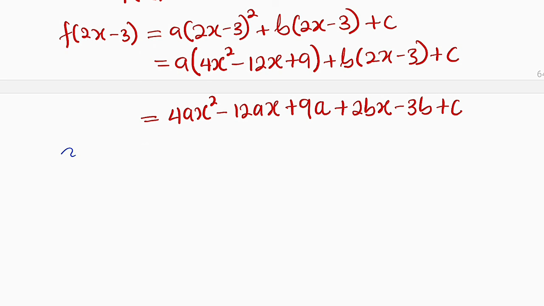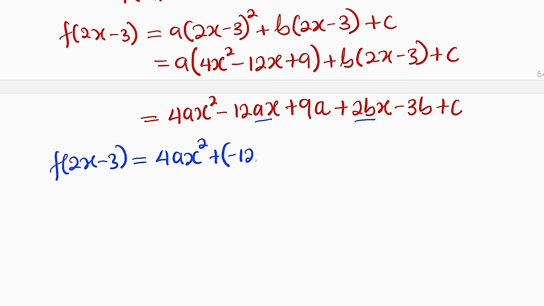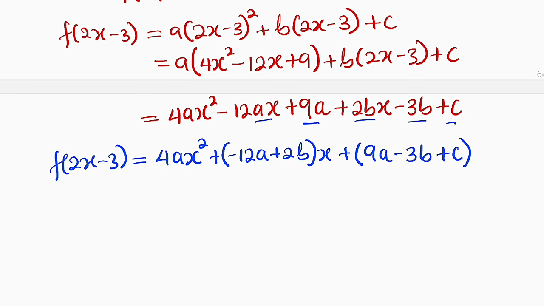Let me start with the leading term. f of 2x minus 3 is now equal to 4ax squared, right? Then with x, we have this one and this one. So we have plus, in brackets, negative 12a plus 2b, because they are all sharing x, so we can bring the x outside. Then those constants, we have 9a minus 3b plus c. This is our constant. So we are done with f of 2x minus 3.